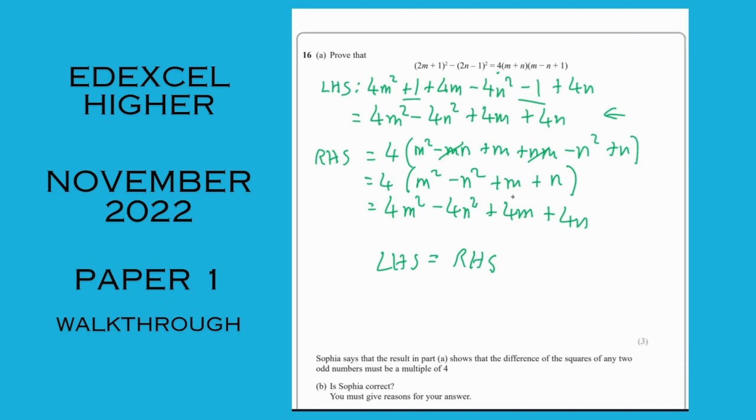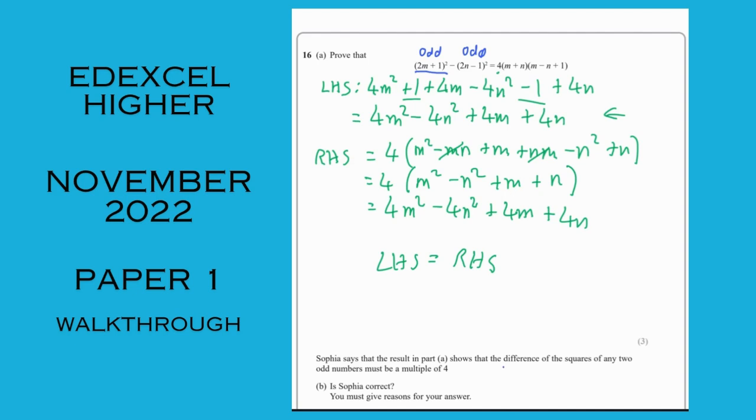So, Sophia says that the result shows the difference of the squares of any two odd numbers. I've done it on my worked answers, but here I'll do it verbally. What you've got to realise is up here, 2n plus 1 is odd. 2n minus 1 is odd. And if you've got an even number, which is 2m and so on, so you've got odd, take away odd.